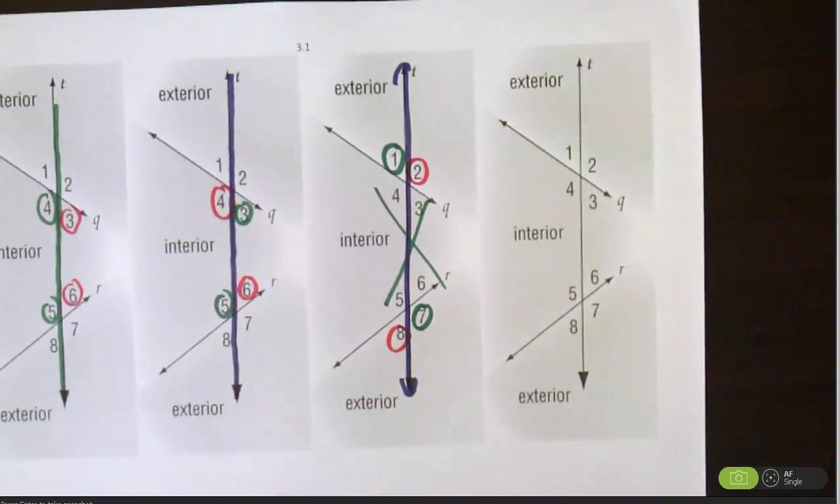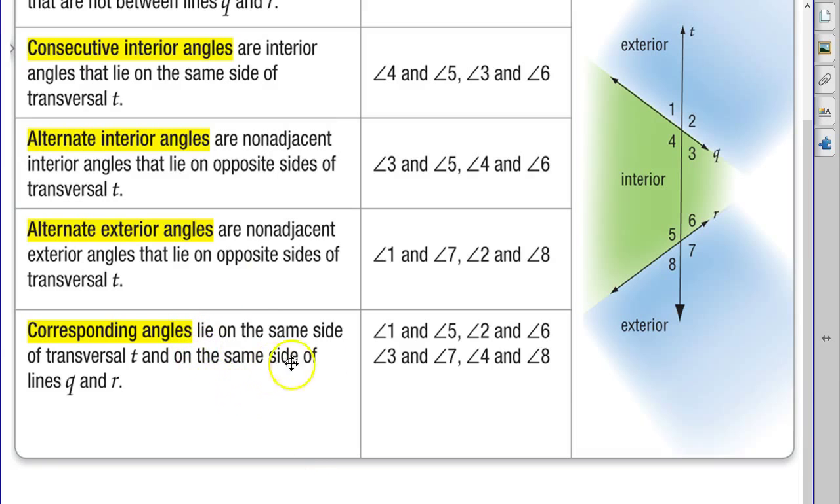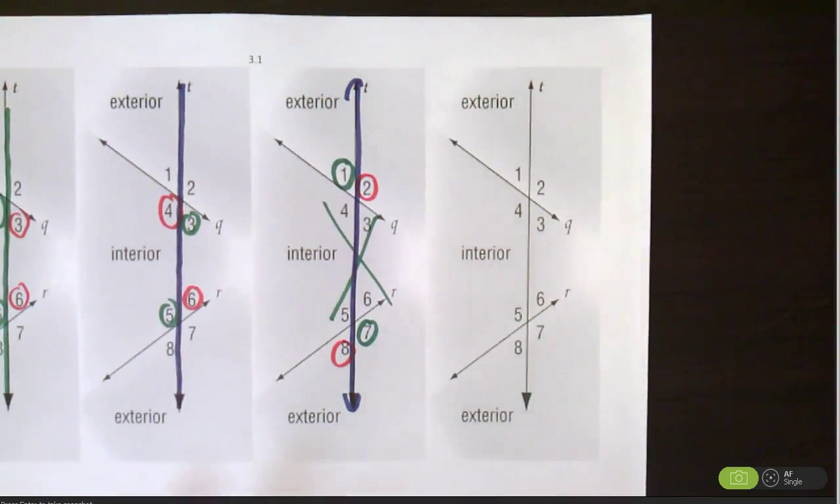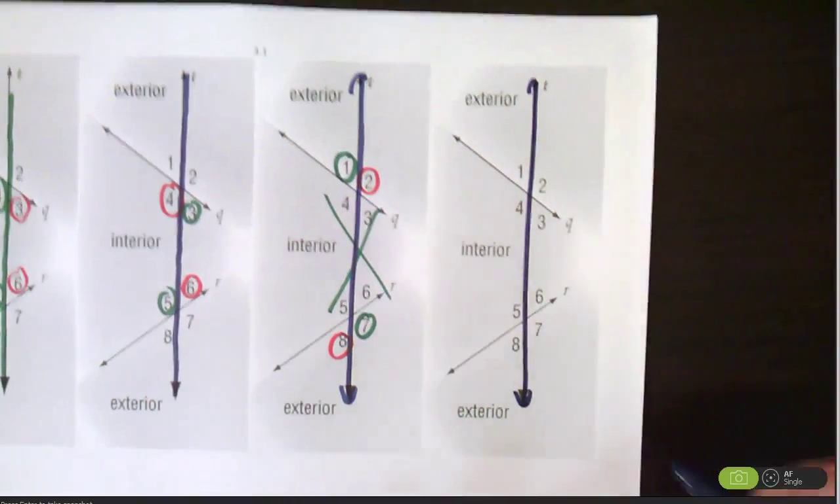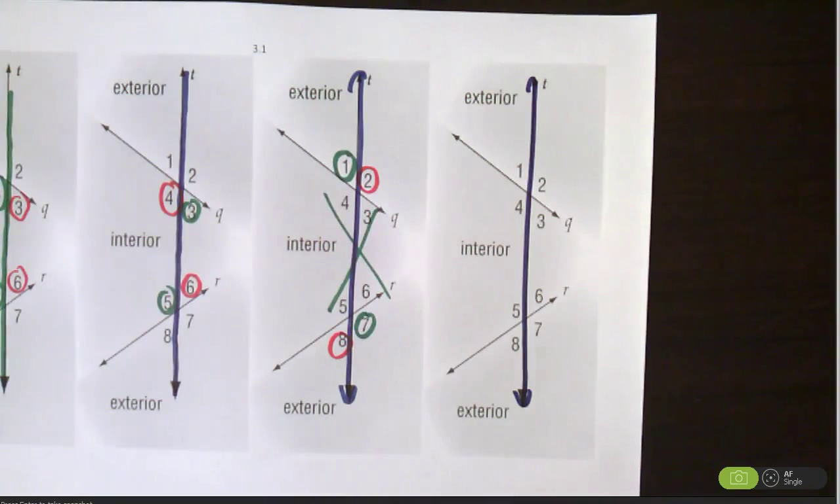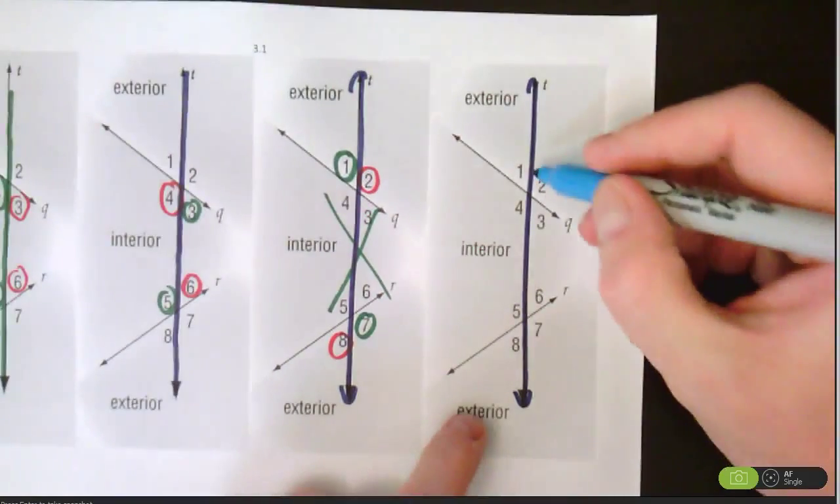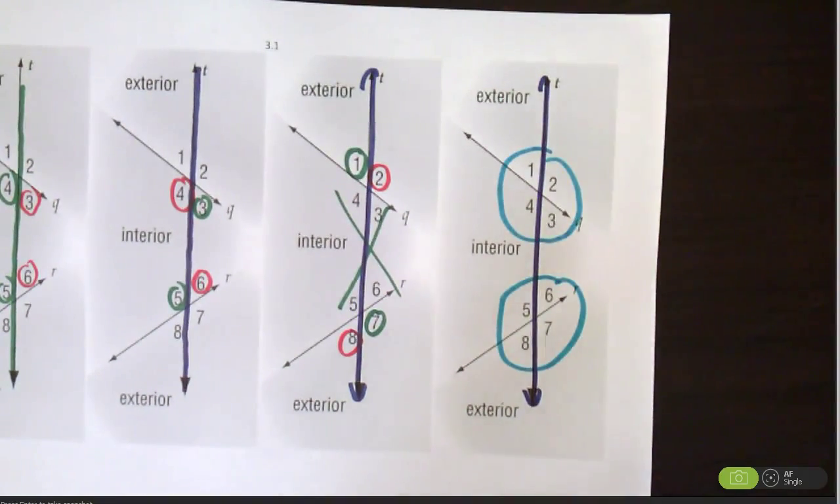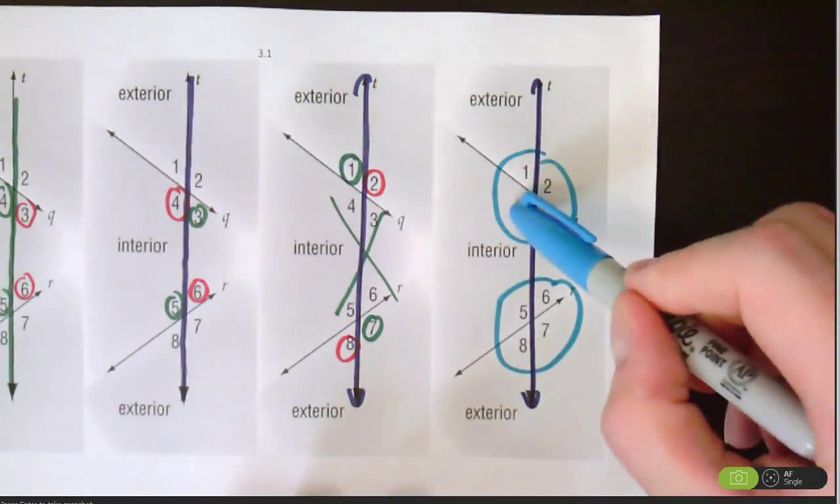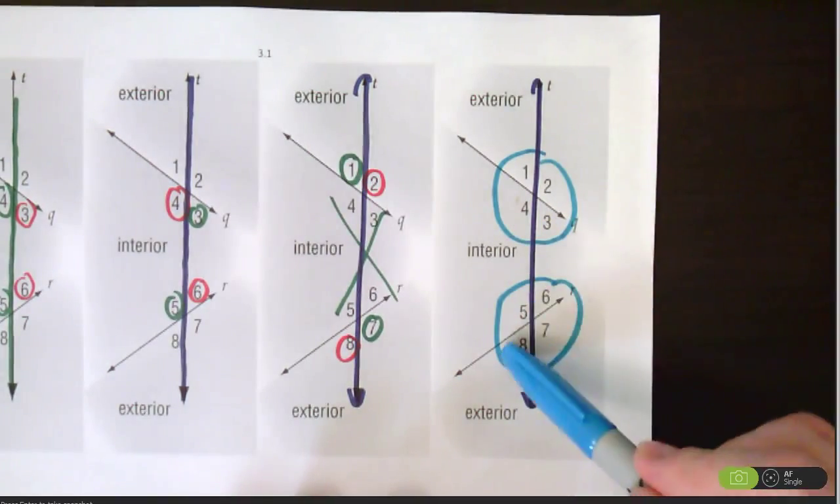And then the last type of angle pair is what we call corresponding angles. They're on the same side of the transversal and the same side of the lines Q and R. I don't like that definition. I think it's hard to explain what's going on with them, so here's the way to look at it. Whenever the transversal cuts through the two lines, it creates two groups of four. Let's do light blue: a group of four up here, a group of four down here. In each group of four, there will be a top left, top right, bottom left, and bottom right.